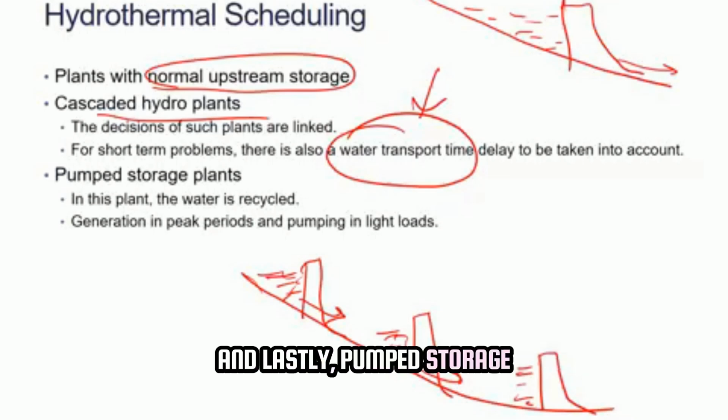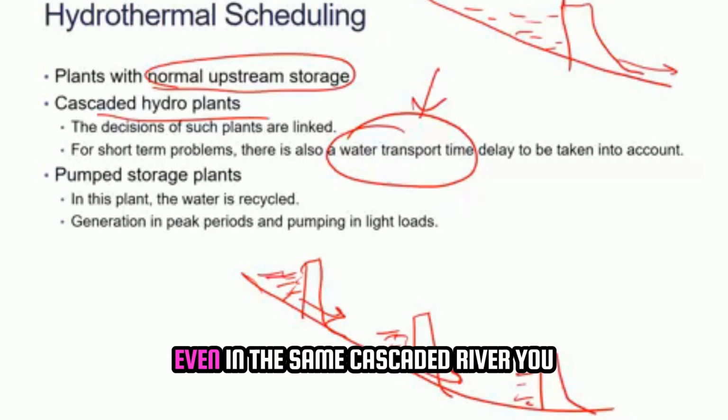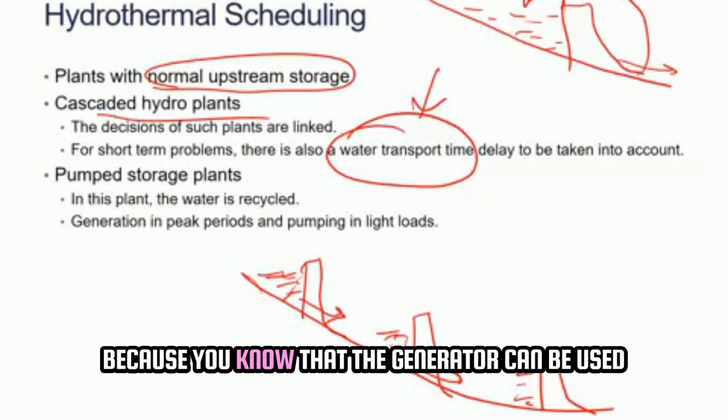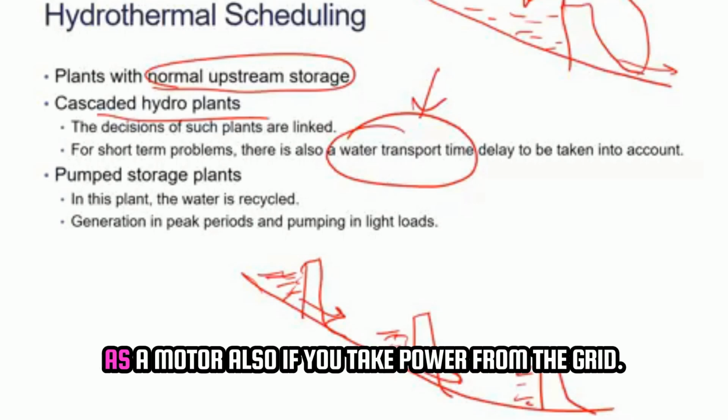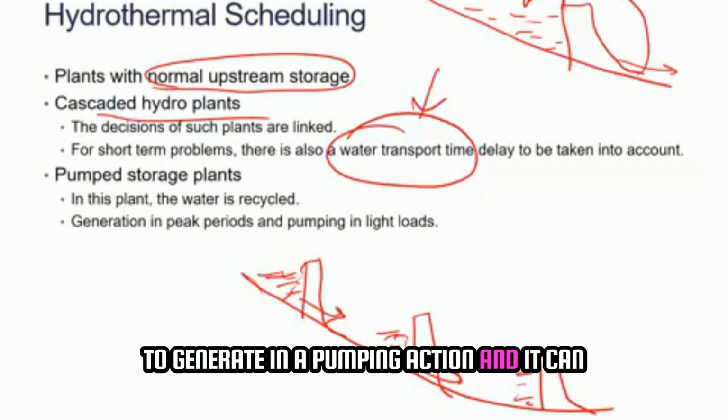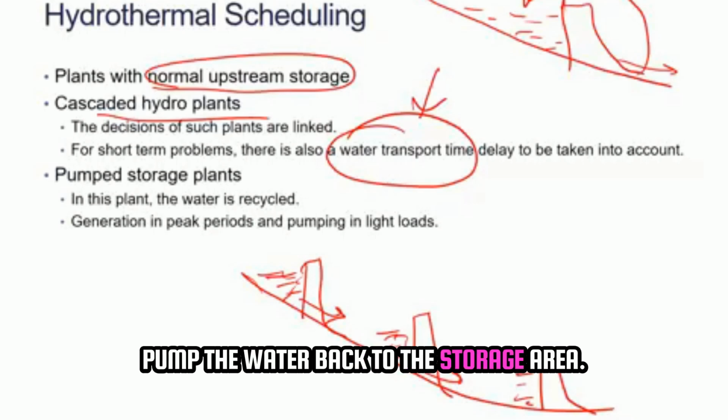And lastly, pumped storage plants. This I already explained. Even in the same cascaded river, you can have a pumped storage where you are pumping the water back to the water storage area. Here, basically, the same generator, because you know that the generator can be used as a motor also if you take power from the grid, can be requested to generate in a pumping action, and it can pump the water back to the storage area.